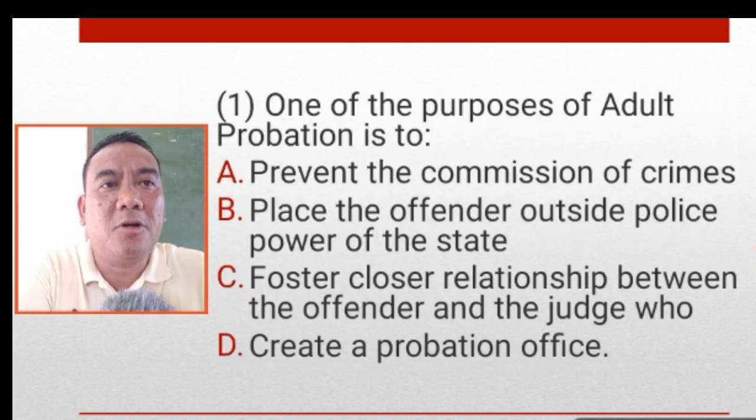One of the purposes of adult probation is to, letter A, prevent the commission of crimes. Letter B, place the offender outside police power of the state. Letter C, foster closer relationship between the offender and the judge. And letter D, create a probation office.